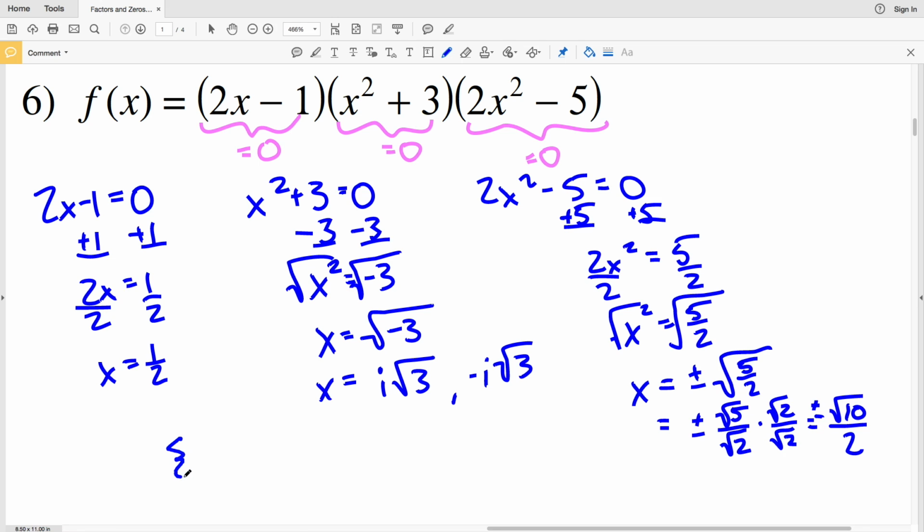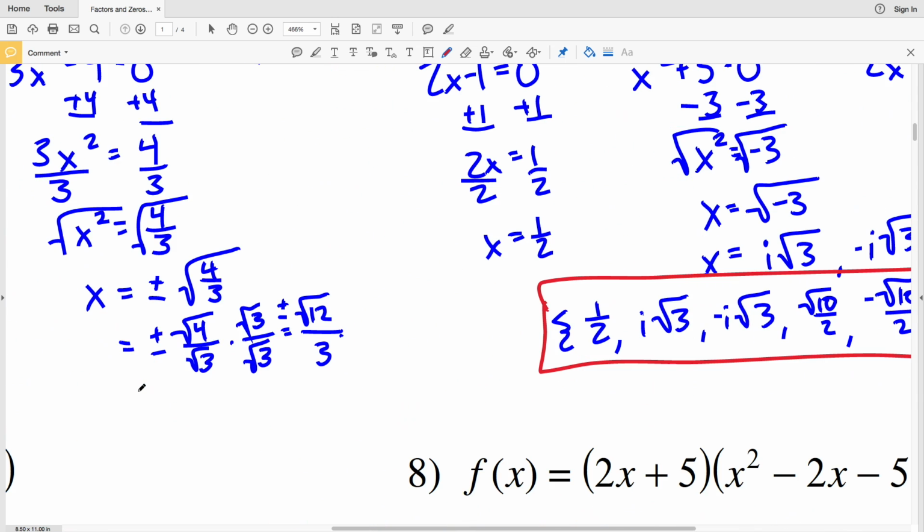So for my final solution, I have x equals 1/2, x equals i times the square root of 3, x equals negative i times the square root of 3, x equals a positive square root of 10 over 2, and x equals a negative square root of 10 over 2.